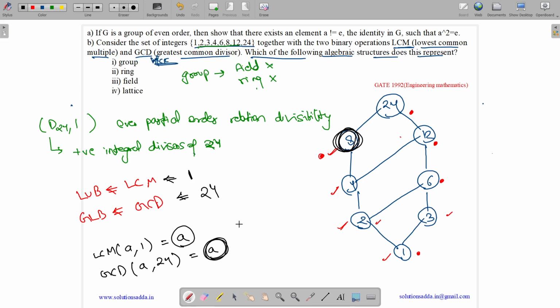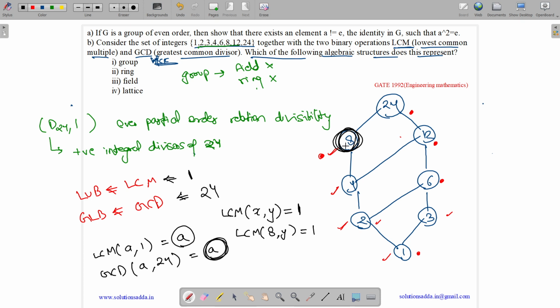So what is the inverse of an item? Inverse means if there exists an inverse of an item X, then LCM of that item, let us assume X, with its inverse Y, should be the identity element, which should be 1. So let us see whether there exists an inverse for 8. If there exists an inverse for 8, then LCM of 8 with its inverse Y should be 1, which means least upper bound should be 1 of 8 with any item.